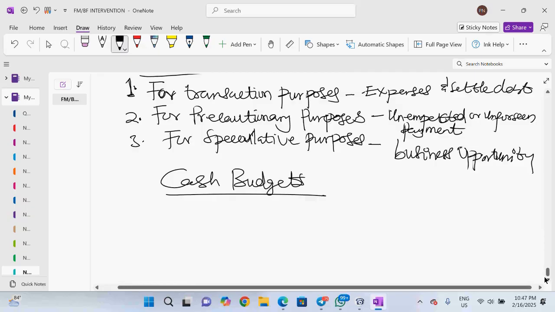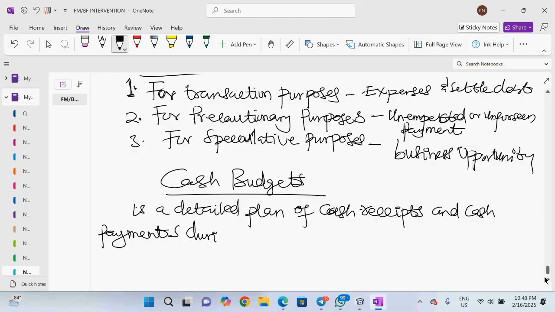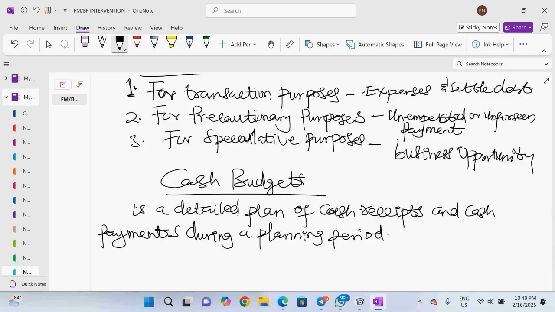So what is a cash budget? This is a detailed plan of cash receipts and cash payments during a planning period. So what are some of the uses of the cash budget?